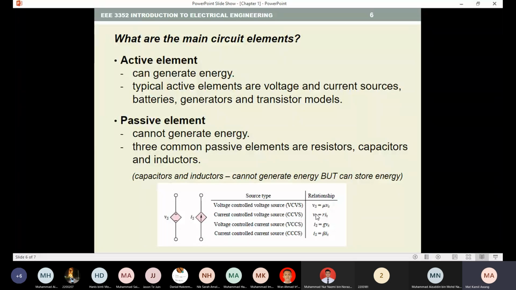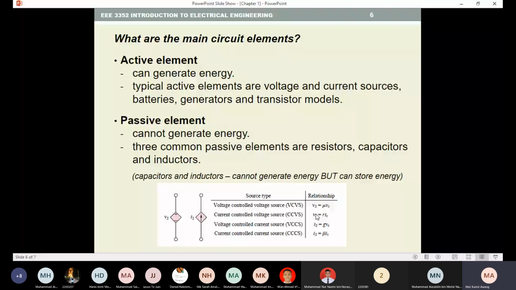Active elements: batteries, current sources or voltage sources, generators which generate electricity, and a transistor which can boost up the gain of your signal. Passive elements absorb energy. So resistors, capacitors, and inductors. If you touch the resistors, maybe you feel the heat, a bit hot, because it radiates the energy.